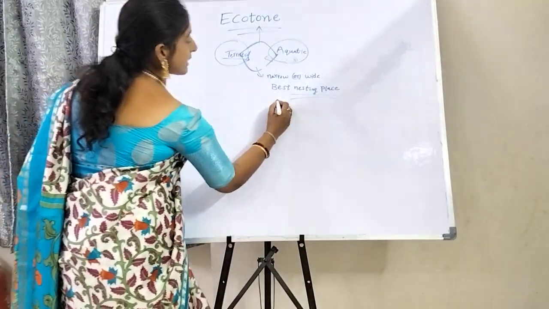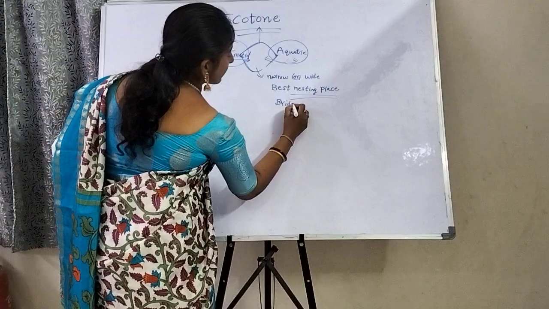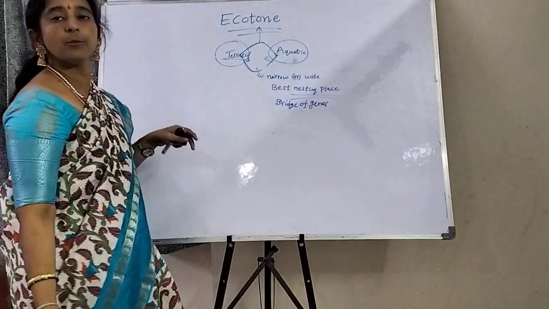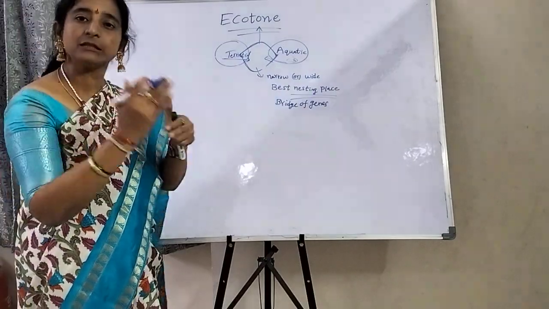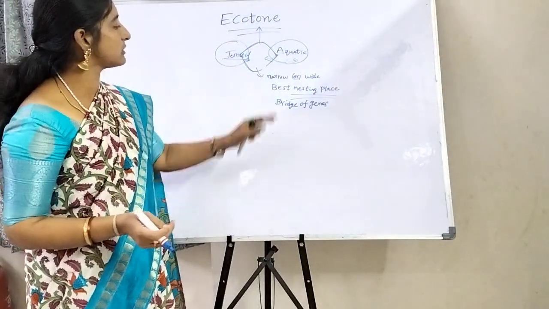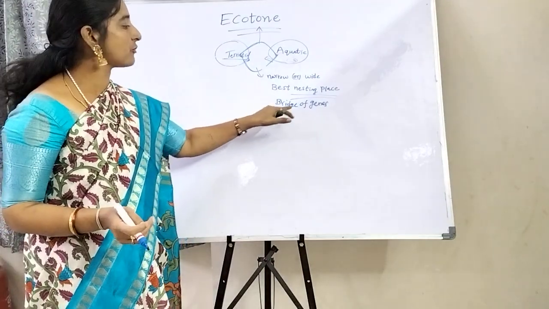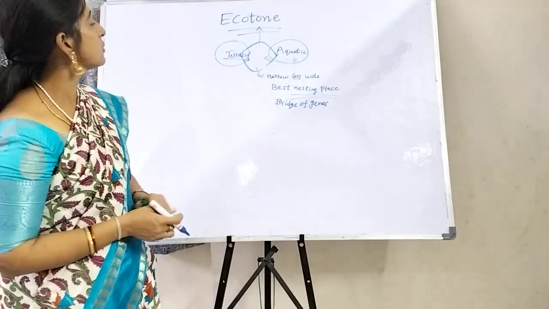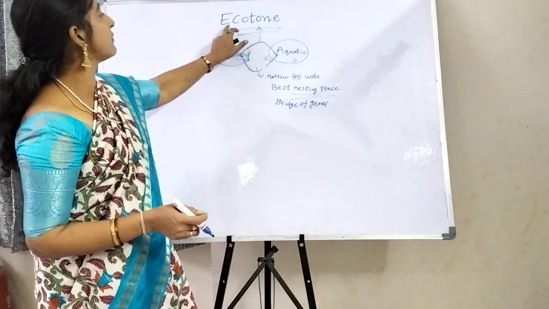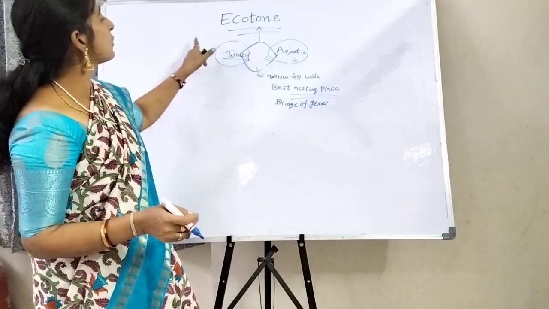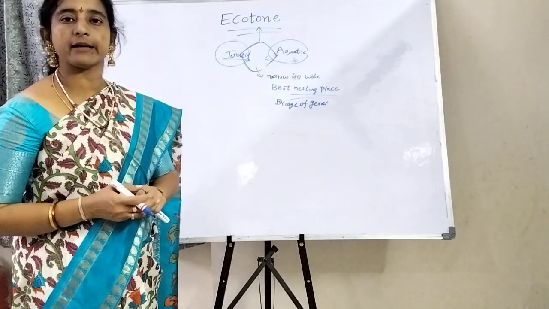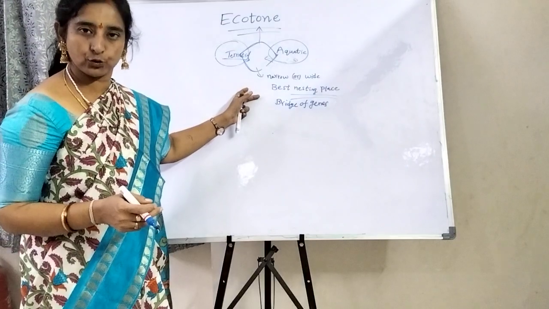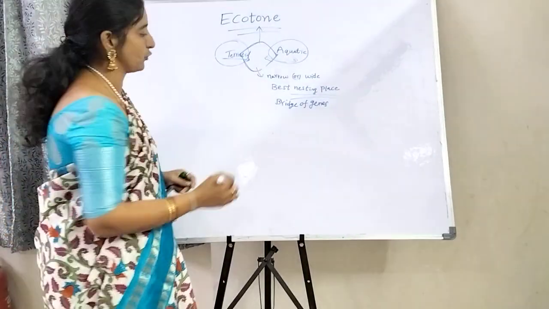A bridge of genes flowing from one generation to another generation, and from one population to another population. So that is the best advantage of the ecotone. Another one is that it acts as a buffer zone.